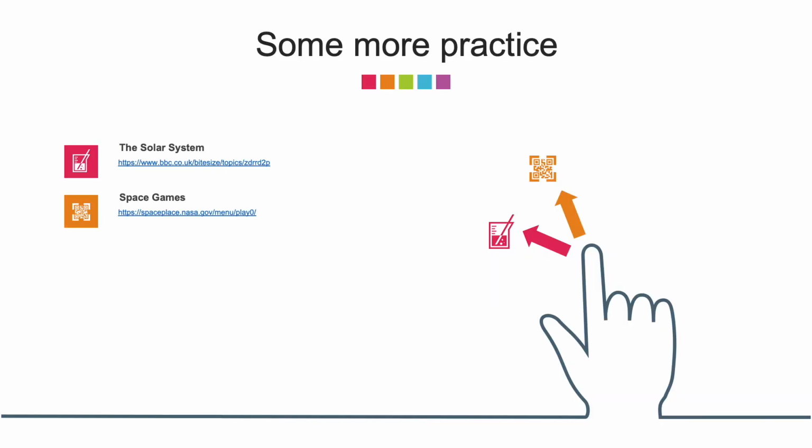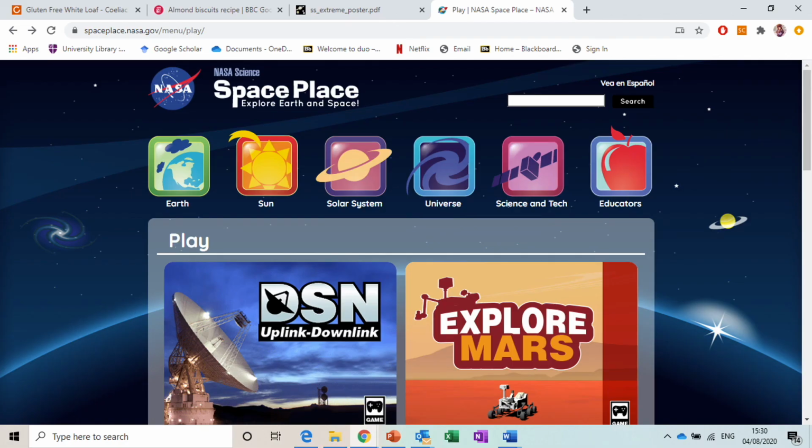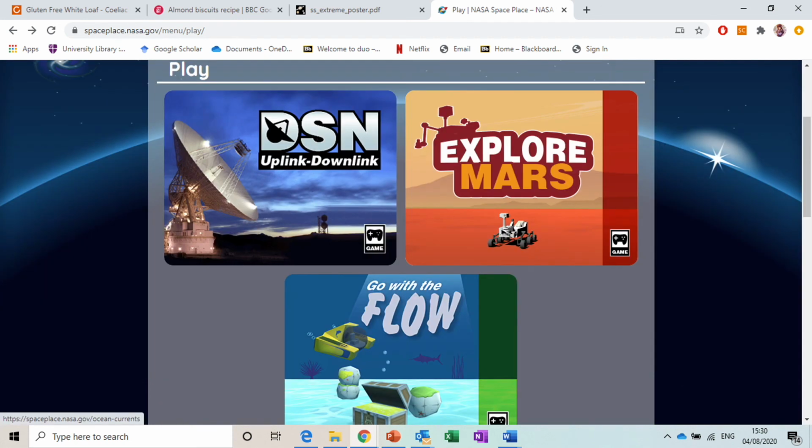This next link will take you to another website that looks like this. Scrolling down the page a little, you will see these 3 space-related games that you can play. Once you have chosen a game and clicked on it, there will be some information underneath that you can read about the game and about the topics in the game.